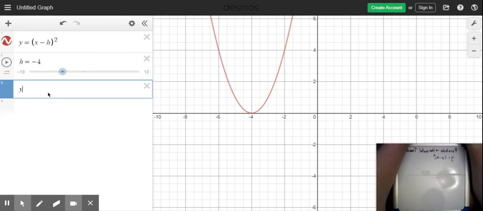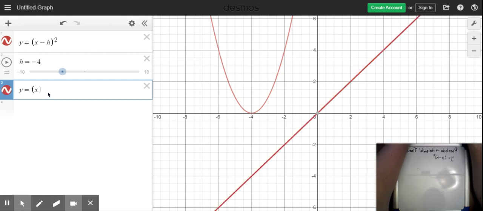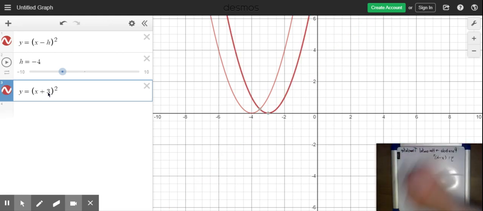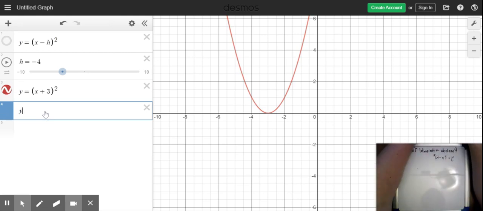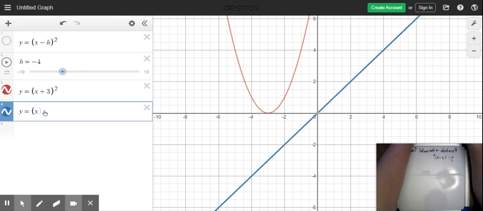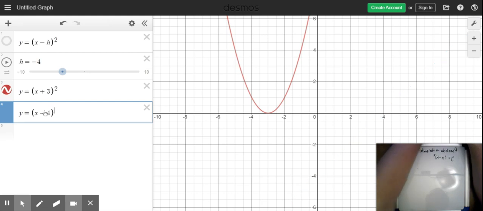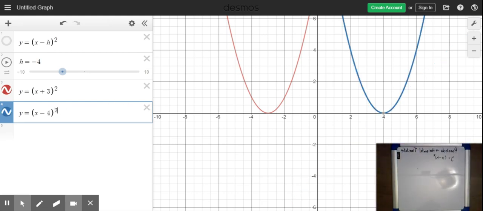So if I have y equals x plus 3 squared, it moves to the left by 3 units. So whatever symbol I see in here, if I see a plus sign, that means it's moved to the left. And if I see a minus sign, so y equals x minus 4 squared, it's actually moved to the right.